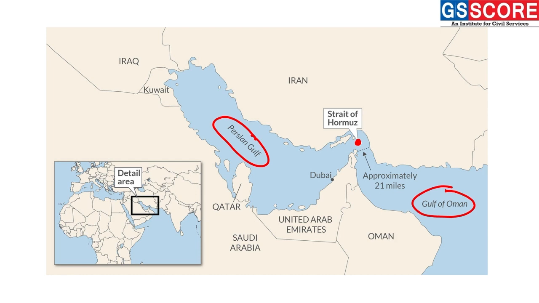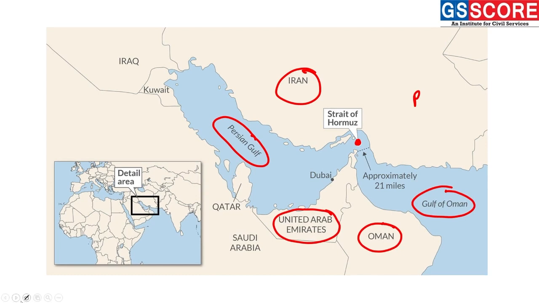Here we can see the countries which are located near the Strait of Hormuz, that is Iran, we have United Arab Emirates, and very near to it we have Oman also. So we can see from the diagram that it is located in the Middle East part of Asia, and it is also very important. This Strait of Hormuz is very important for the oil region, or it is also a very good oil producing region.